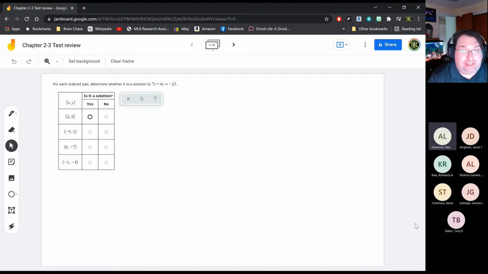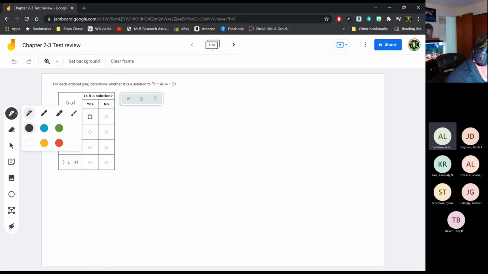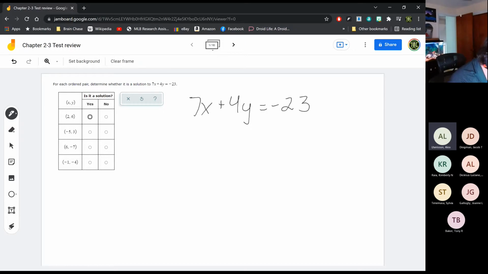So to do this one, we basically just have to plug the values into the problem. So for the first one, and they're all done the exact same way. So I have 7x plus 4y equals negative 23. So the first one I have 2, 6. So that's my x and that's my y. So I have 7 times 2 plus 4 times 6 equals negative 23.